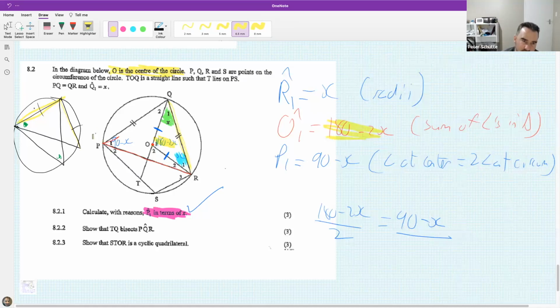And what I was thinking is that if I know that this one over here is 90 minus x, I think that angle, this one over here, would also be 90 minus x. Can you follow my logic there? Take a moment to see if you agree with me.